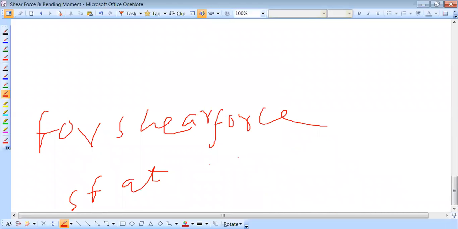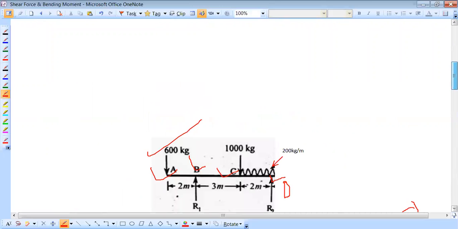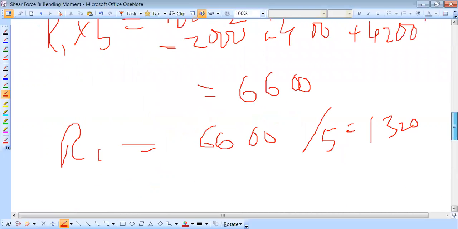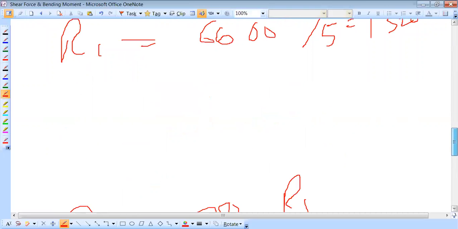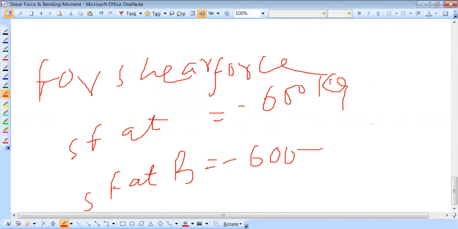So it is equal to minus 600, downward direction, in kg force. Then SF at B is equal to minus 600 plus R1, the upward direction. You can see the figure. The value of R1 we already found out. What is the value of R1? It is 1320, not a minus, actually. 1320. Then let's calculate the value.